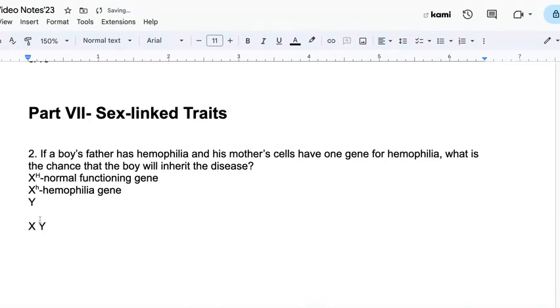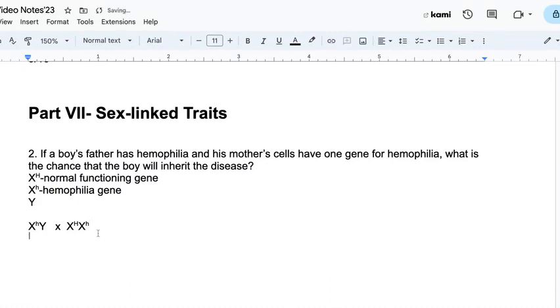Anyways, Dad has hemophilia, so he's going to be X little h Y. That's dad. And then mom says that she has one gene for hemophilia, so she's considered a carrier. She's going to be X big H, X little h. That's mom's genotype. And they want to know what the chances are that the son will inherit the disease. They already know they're having a little boy.